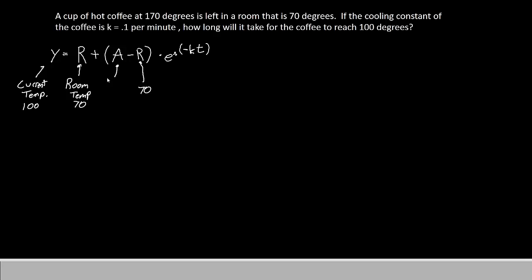The capital A is the starting temperature for the coffee. The problem says the cup of hot coffee began at 170. We'll write that here. Now on to e raised to the negative kt. The k value is the cooling constant. This number represents how fast certain things cool off, with higher numbers meaning they cool off quickly. Our coffee has a k equal to 0.1 per minute.